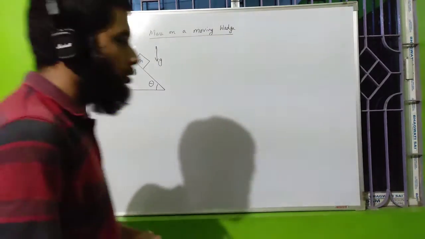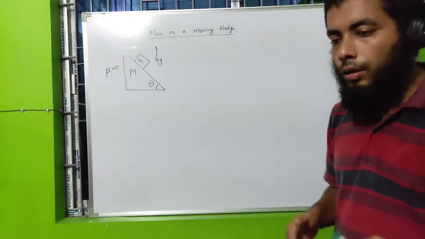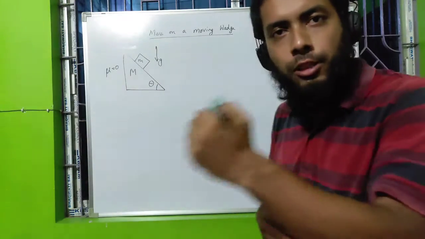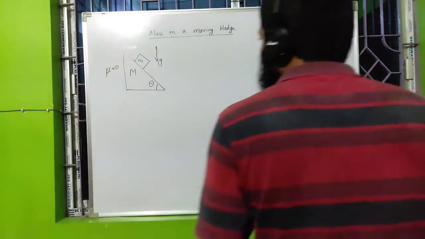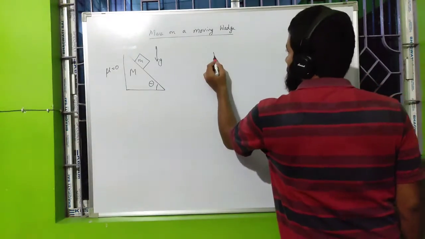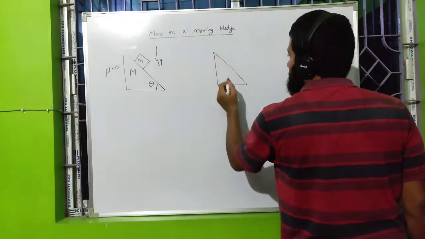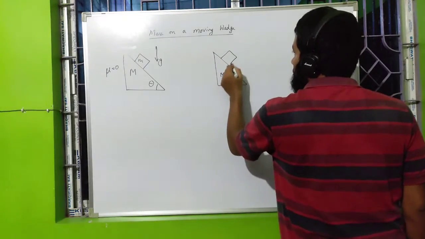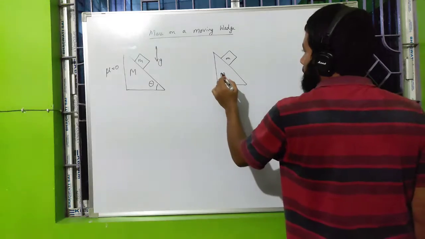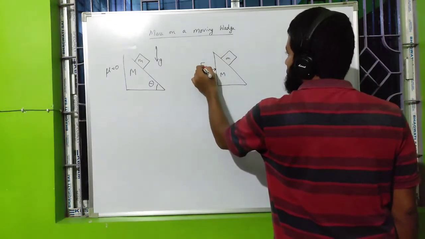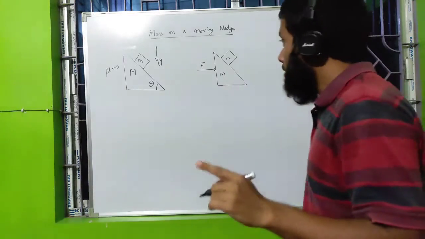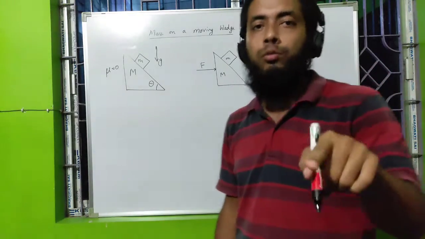Okay. I hope you understood till now. Now let me go one step further. I have the same block and the mass in the wedge, and this is the block of mass M. Now I give this system a force F, but here this force F is already known.